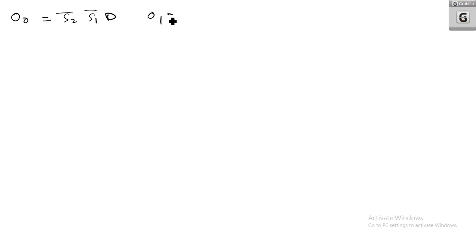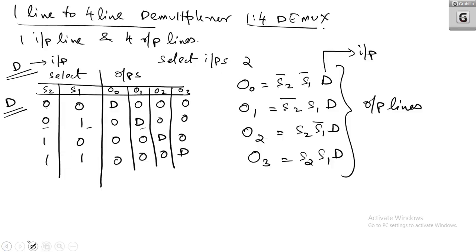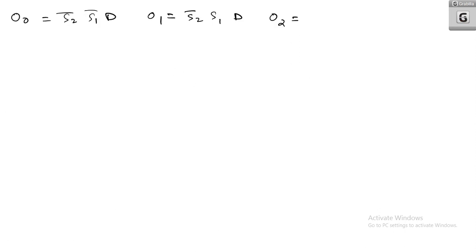This O1. O1 is S2 bar, S1, D. And what is O2? O2 is S2 S1 bar D. And what is O3? O3 is S2 S1 D.